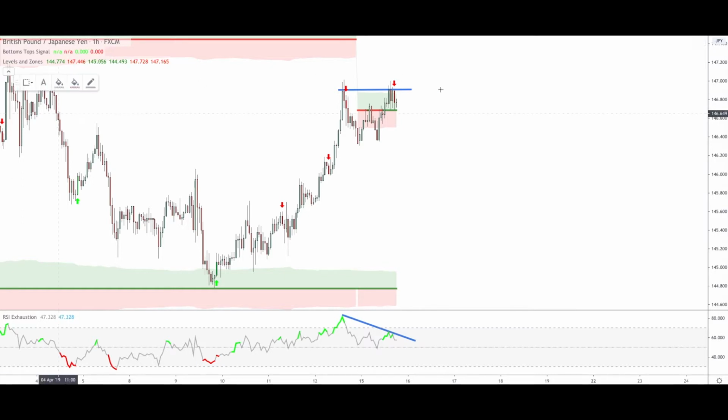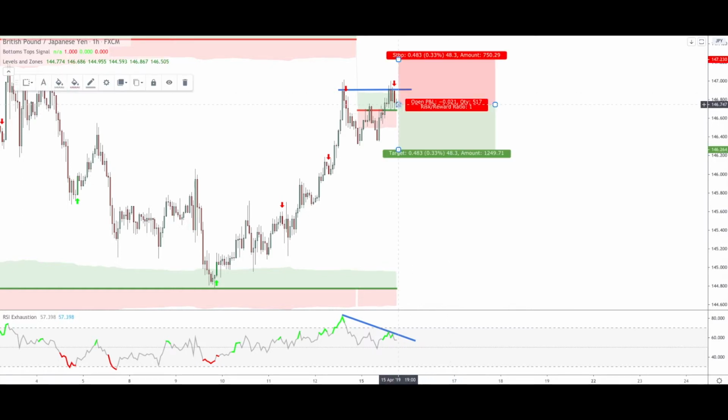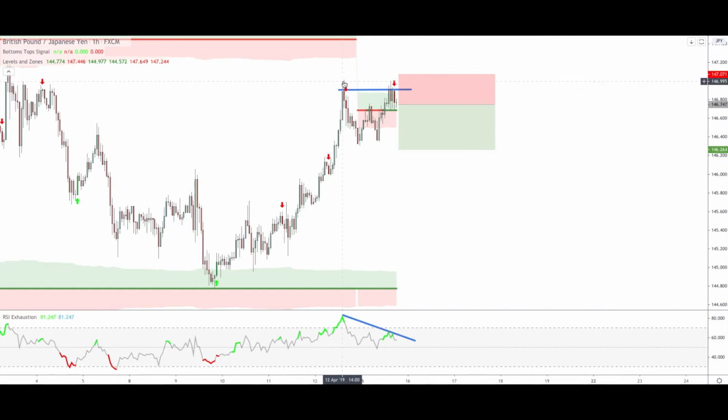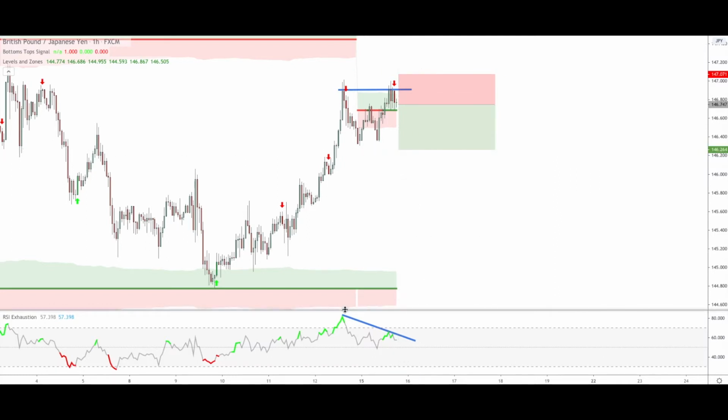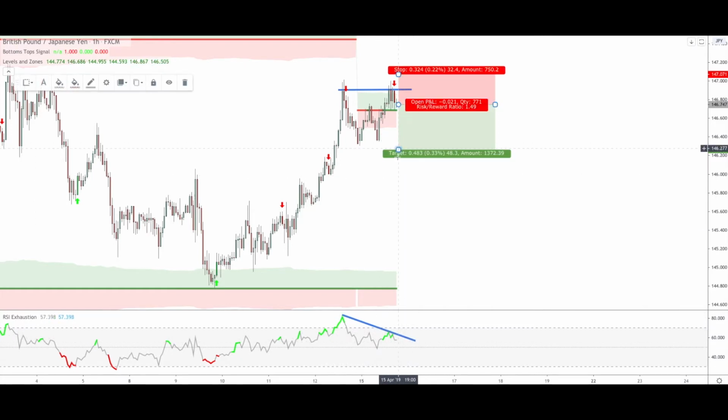So the order looks like this. The entry price is going to be around this level here. For the stop loss, we need to stay above the most recent highest level, so it's going to be this one, so we want to stay above here. And the target, as I said before, when we have this kind of setup, especially looking at the RSI Exhaustion, which is just going straight down, we can confidently target this support line.